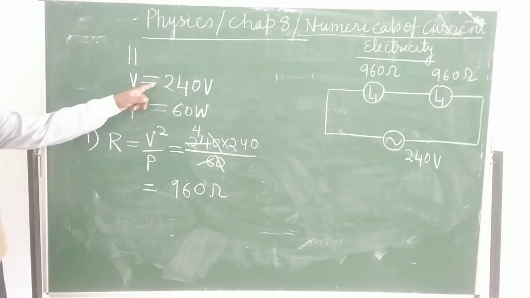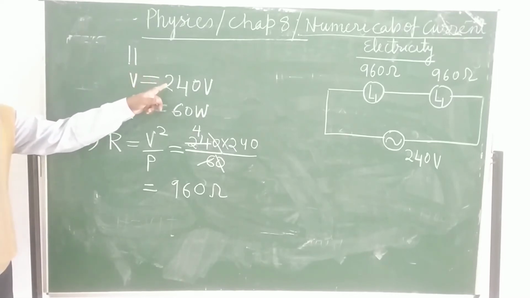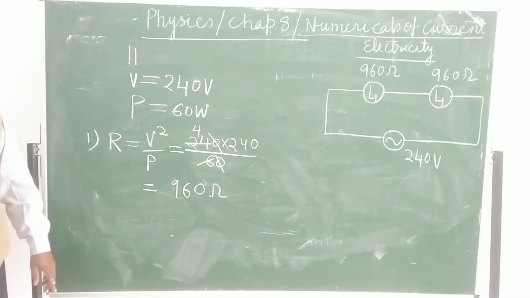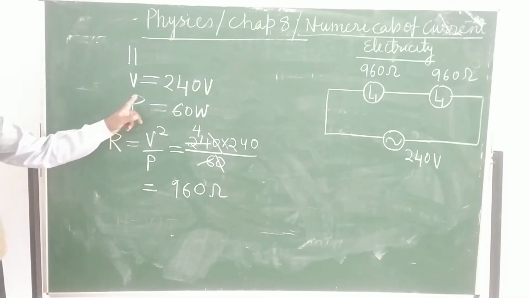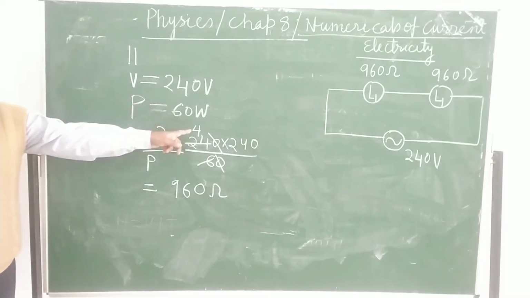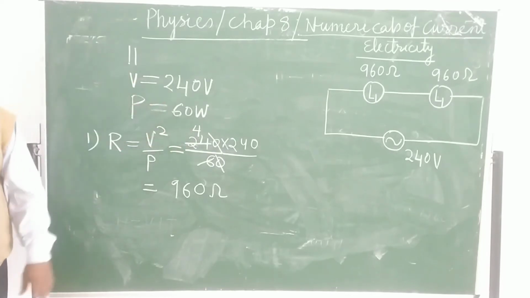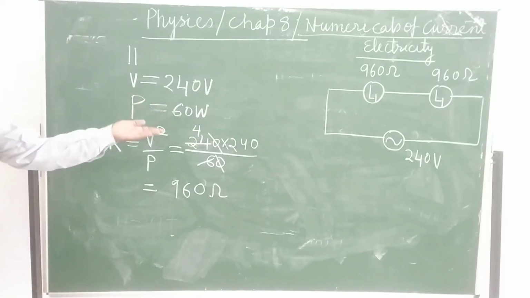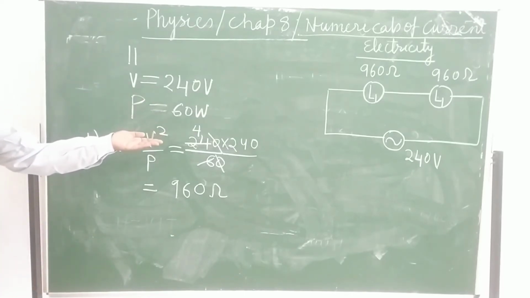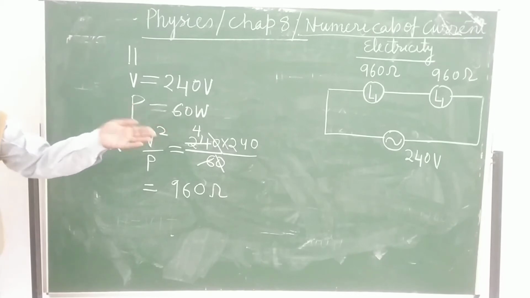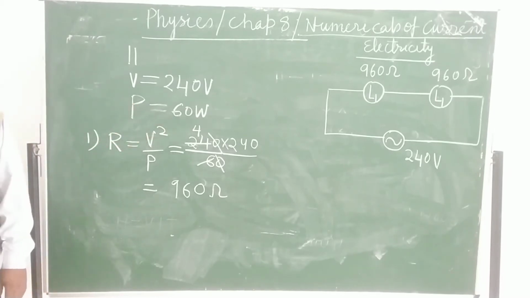Suppose the supply voltage is more than 240 volt, say 250 volt. Then it will consume more power than 60 watt, and more heat energy will be produced per unit time, and therefore it will glow brightly.